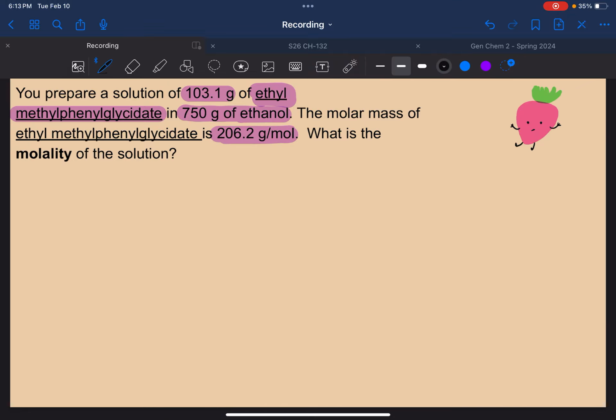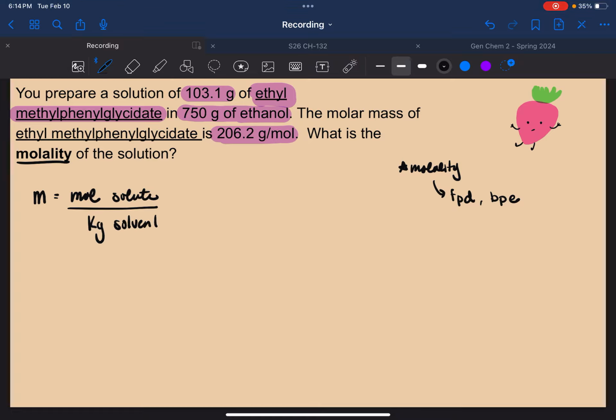In most cases, what is the molality of the solution? And this should be a clue. If I'm asking about molality, you can expect that I'm probably going to ask you about one of the colligative properties that calls for it. So freezing point depression or boiling point elevation. And you will need to remember that the definition of molality is moles solute over kilograms solvent.